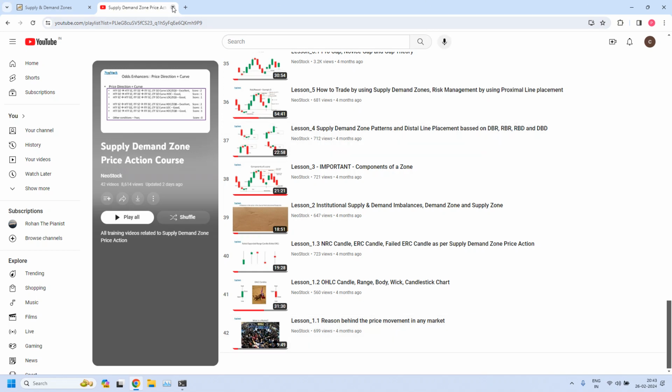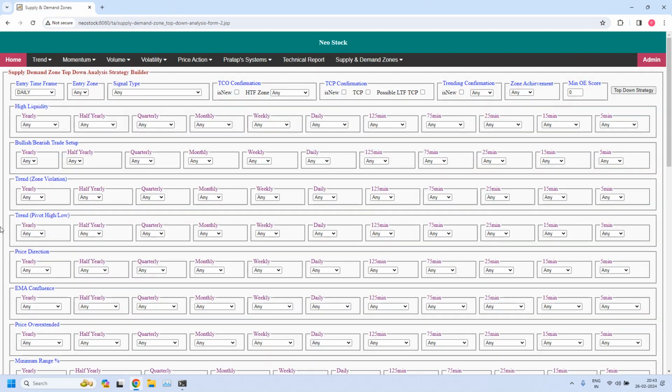Now let's get into report generation. Bullish and bearish trade setups for monthly income trade and weekly income trade. First, let us generate for monthly income trade. In monthly income trade, LTF zone is daily. So our entry time frame is daily.